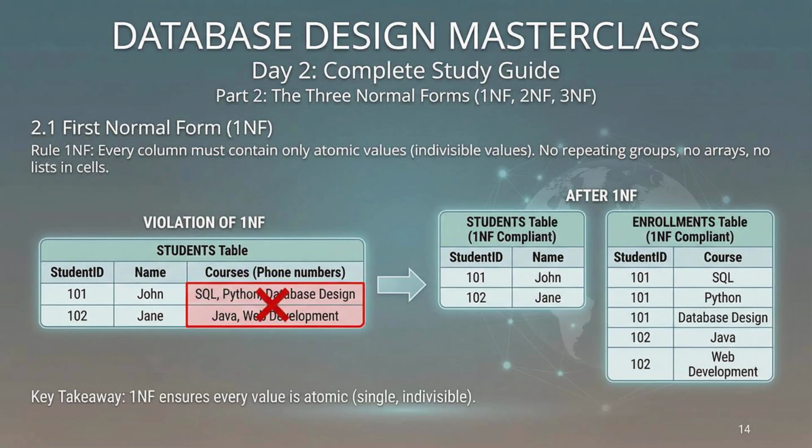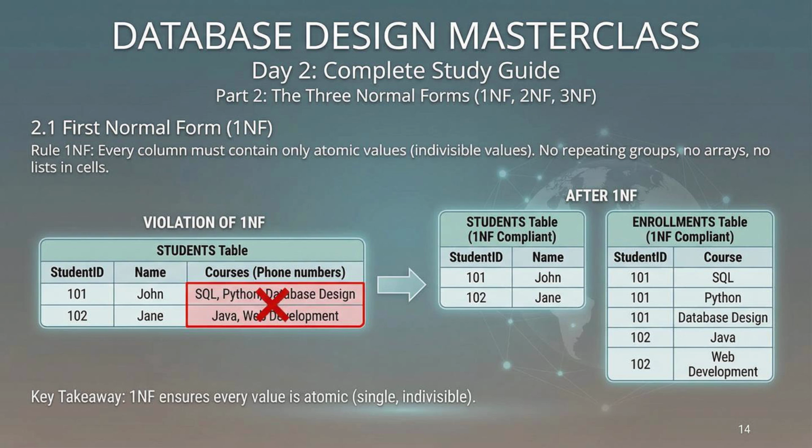Welcome to our session on database normalization, starting with the first normal form, or 1NF. This is a fundamental concept for sound database design. 1NF's core rule states, every column must contain only atomic, indivisible values. This means no repeating groups, no arrays, and no lists within a single cell. If a value can be broken down further into meaningful parts, it's not atomic.